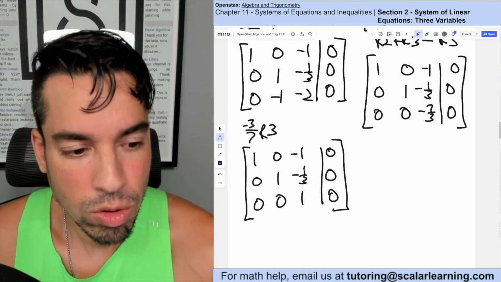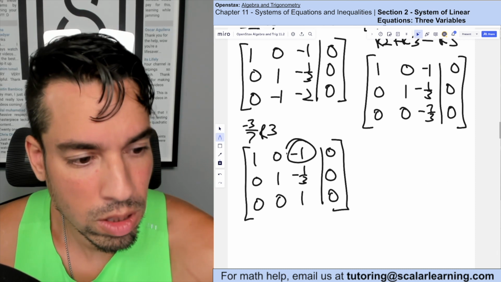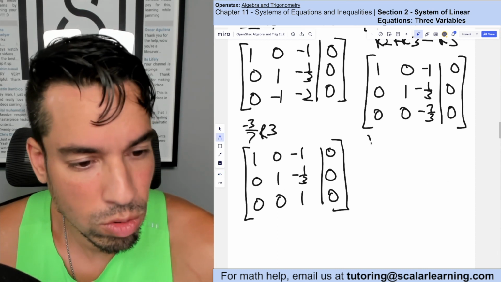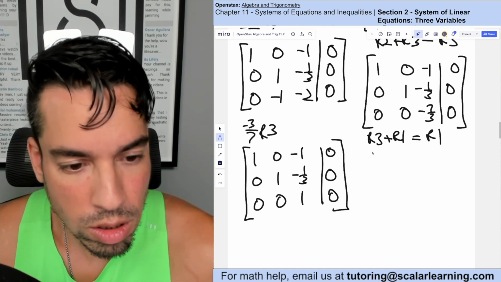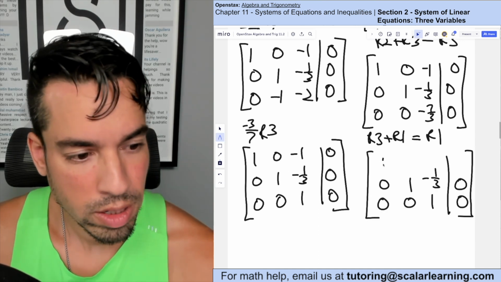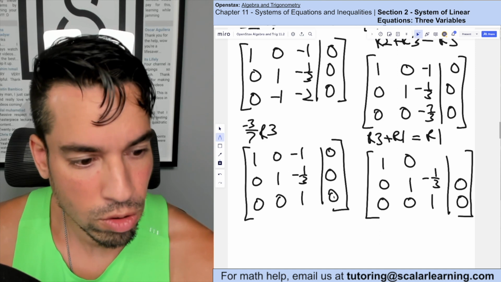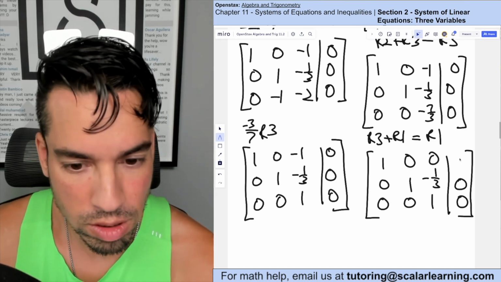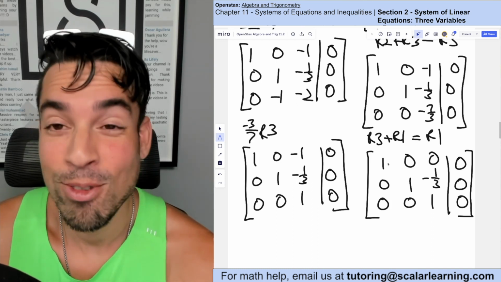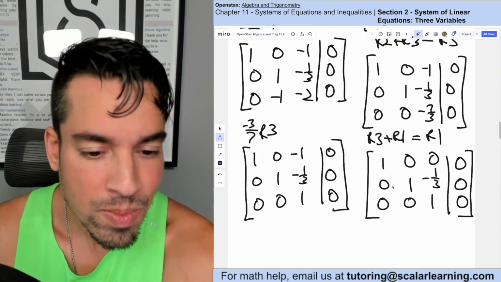Now what we're gonna do is let's get rid of this one up here. That's gonna be easy because all I have to do is do row 3 plus row 1 to give us our new row 1. So let's write that out. So 0 plus 1 is 1, 0 plus 0 is 0, 1 plus -1 is 0. Okay, and of course 0 plus 0 is still 0. So, okay, once again, x is now confirmed to be 0.